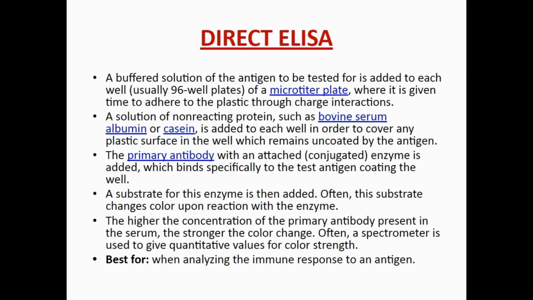It's quite simple. The antigen is present in the well. The antigen is taken from the sample, from a human serum or the patient's sample, and then we add an antibody which is specific for that antigen. The antigen and the antibody make a complex in that well, and on addition of a substrate, you see a color. So this type of ELISA is best when we are analyzing the immune response to an antigen.